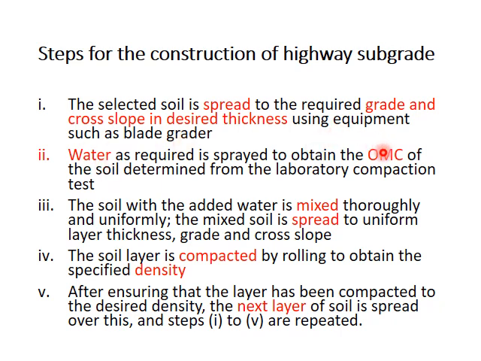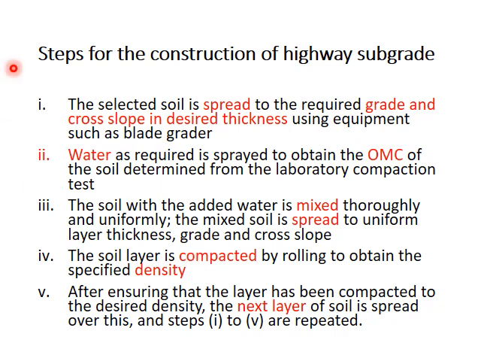Water is sprayed so that the optimum moisture content of the soil is maintained, and then the water sprayed soil is mixed and the soil is again spread uniformly according to the thickness required for the subgrade, and then the soil layer is compacted to the specified density. After compacting this layer, another layer of soil is added on top of it, water is sprayed and it is compacted. This procedure continues until the required thickness of the subgrade is attained.